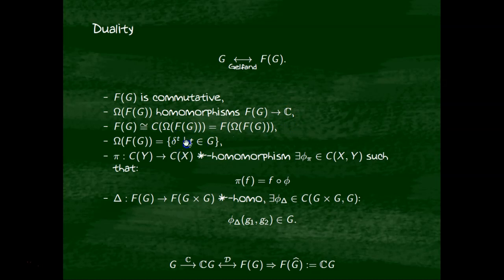And there is one character for every element of the group. So essentially what we have is the characters on the group are in a kind of bijective correspondence with the elements of the group. So that's where you're getting your set.